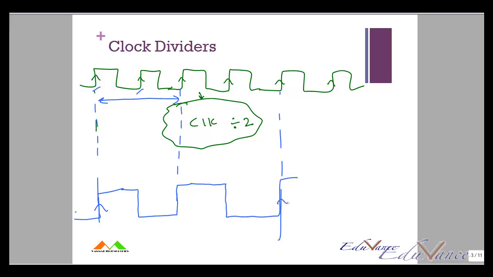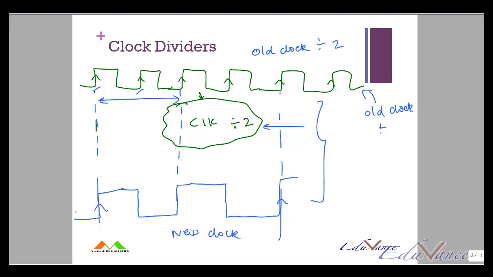So if you see, this new clock is the old clock divided by 2. I would like to make a circuit that takes the old clock and produces a new clock divided by 2, such that we have a relationship like this. Suppose this were a divide by 4, I would have a waveform something like this. That is, for every 4 rising edges of the clock, I would have 1 rising edge of the new clock. I hope that is clear, that this is a clock divider.